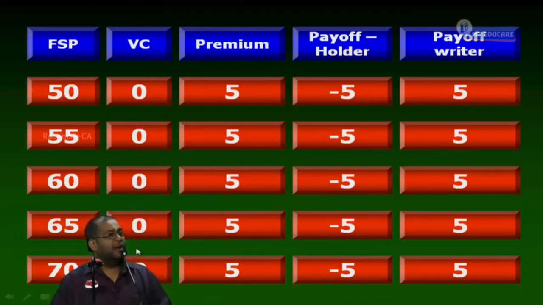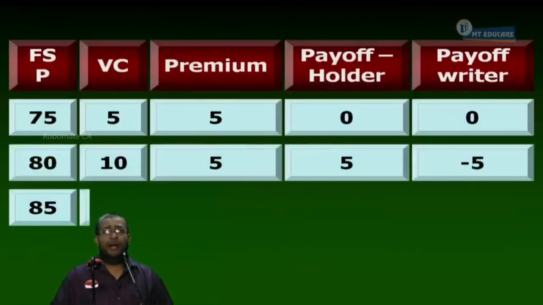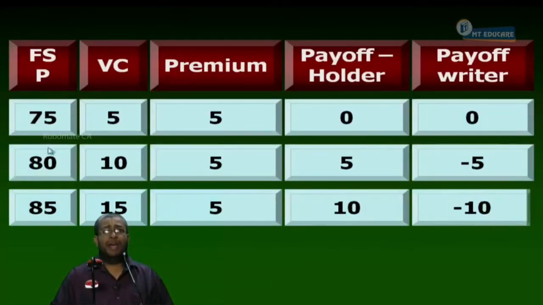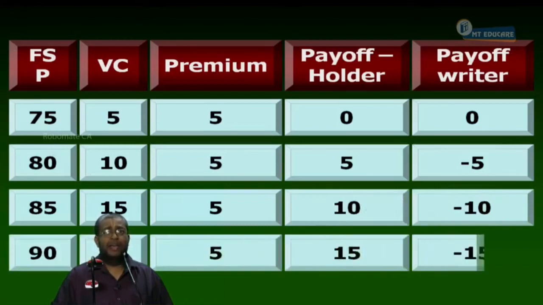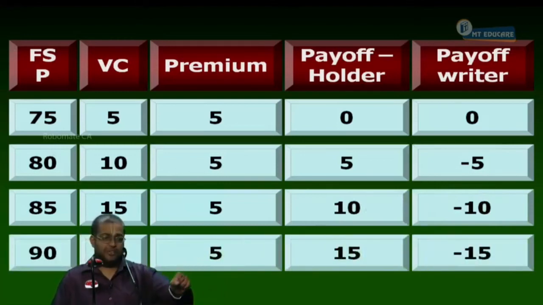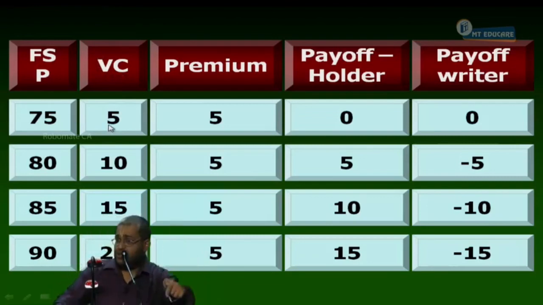If the FSP is below 70. Now, or he may get 5. Or he may get 10. He may get 15. He may get 20. These are all the possible cash flows from the call option if he buys a call. Yes or no? Now, I use the word value of the call here. Don't confuse this. This value is the possible value on maturity date.